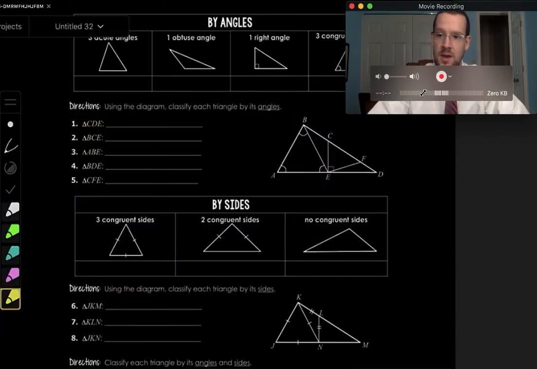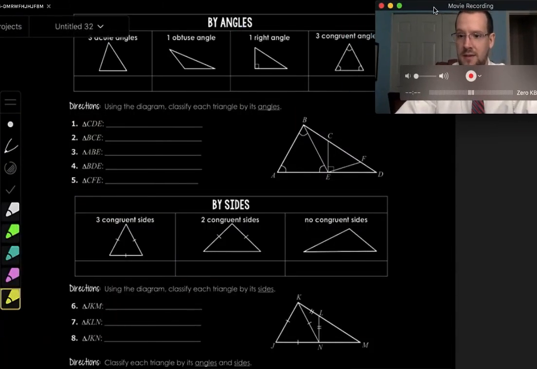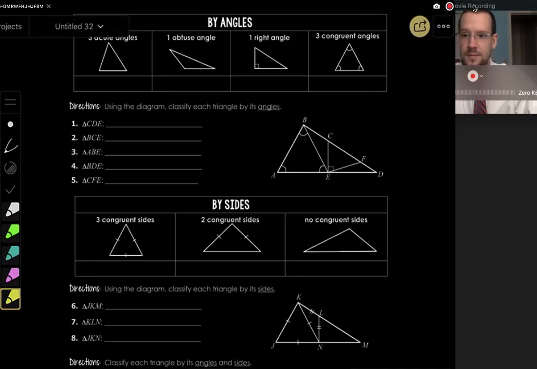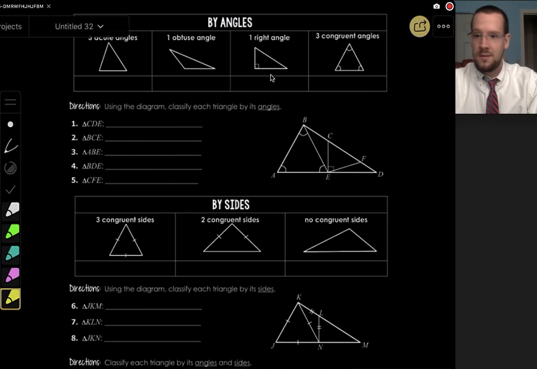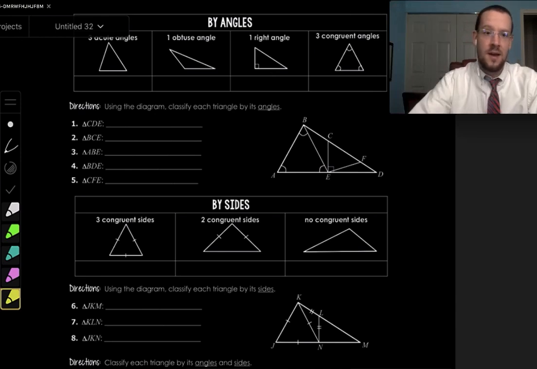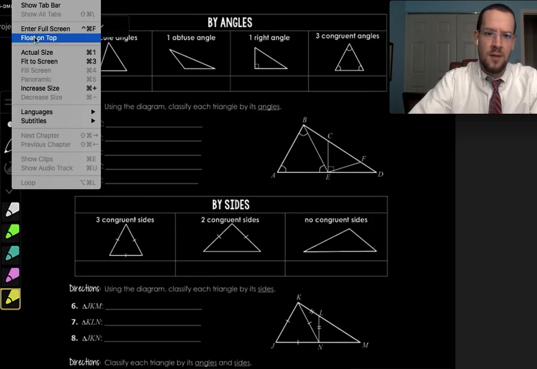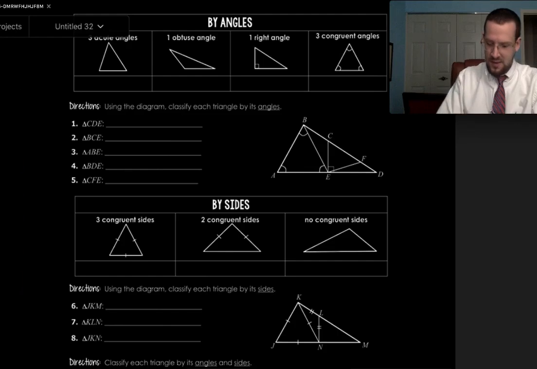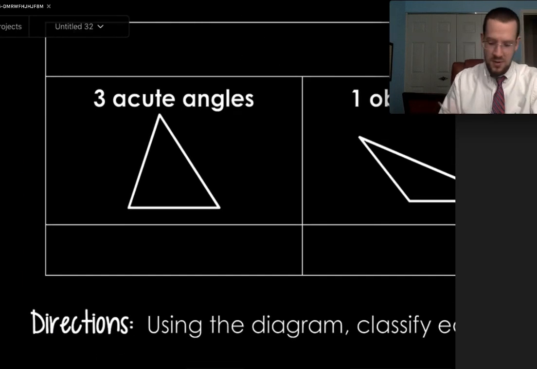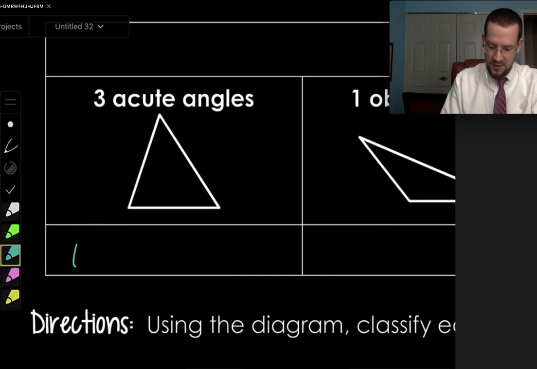And here we go. So let's look at our problems here. And what we have are some triangles that we are going to classify. Now, let me see if I can float on top. Yeah, let's just float on top. So here we go. So these are our triangles. Three acute angles. These are all angles less than 90. This is going to be an acute triangle.